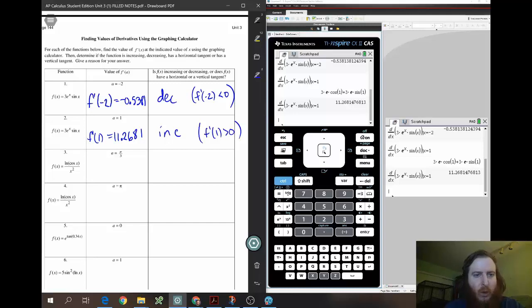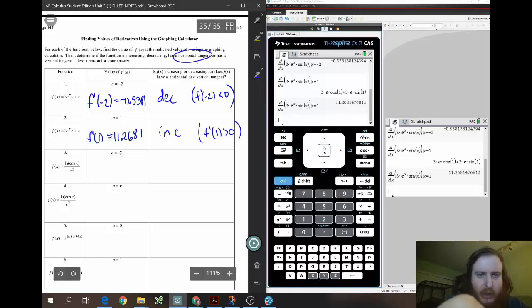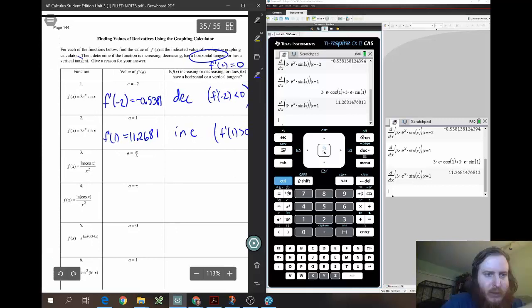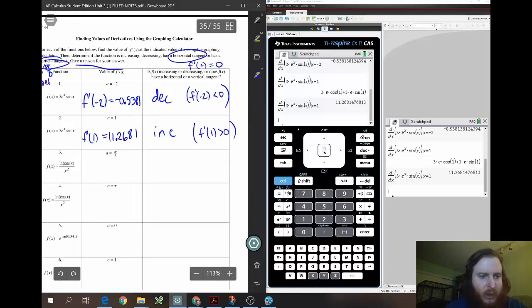And then when are we going to have a horizontal tangent, by the way? Horizontal tangent is going to be when f prime of our c, of our number, is 0. And our vertical tangent is going to be when f prime of our c is undefined, or basically 1 over 0, right? When the 0 is on the bottom, or a number over 0. But basically it's going to be when it's undefined. Okay. Oh, I did say give a reason. I said give a reason for answer. So our reason will be the parentheses.